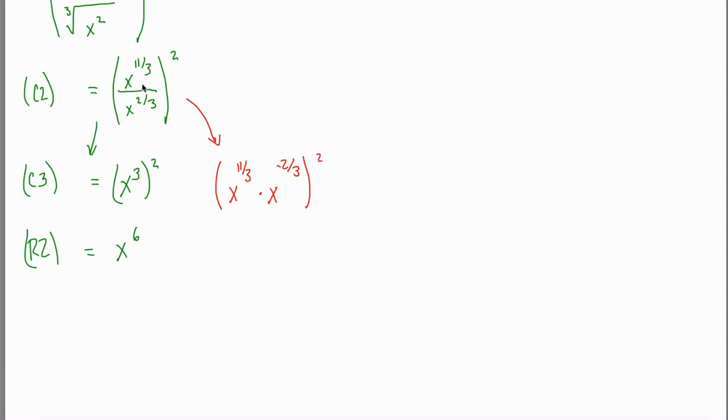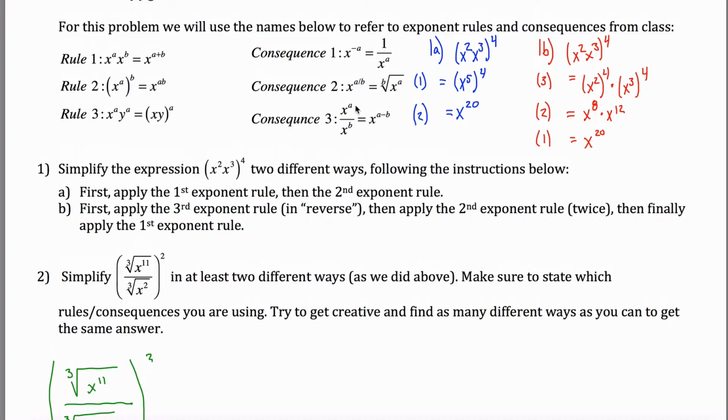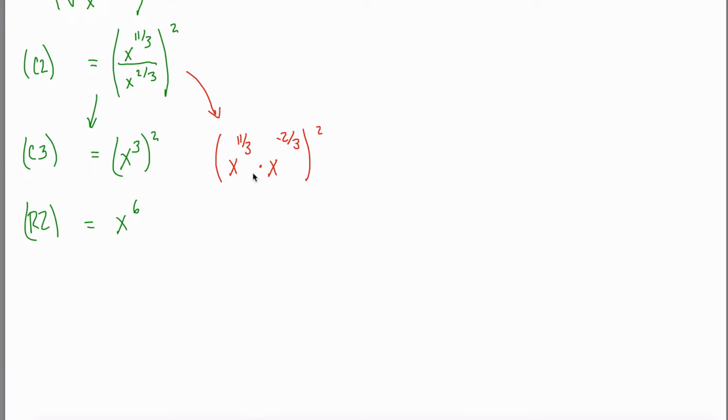Wait, how did I do this? I had a division problem, and now I have a multiplication problem with the negative exponent. That is this first consequence here. It says that if you're ever dividing by a number, you can change it into multiplying by that number if you change the exponent from positive to negative. Change the sign on the exponent. So that is the first consequence. Maybe I write that over here.